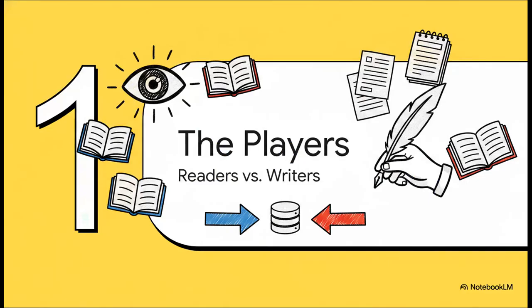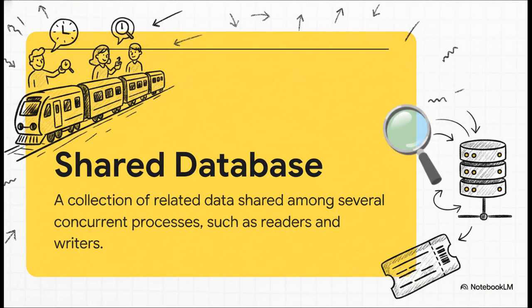All right, to really get a grip on this problem, we first need to meet the two key players in this little drama, who are both competing for the exact same thing. So where does this all happen? Well, the battleground for our players is some kind of shared database. A perfect real-world example is a site like Indian Railways, where at any given moment, millions of people might be checking a train status while others are trying to book a ticket.